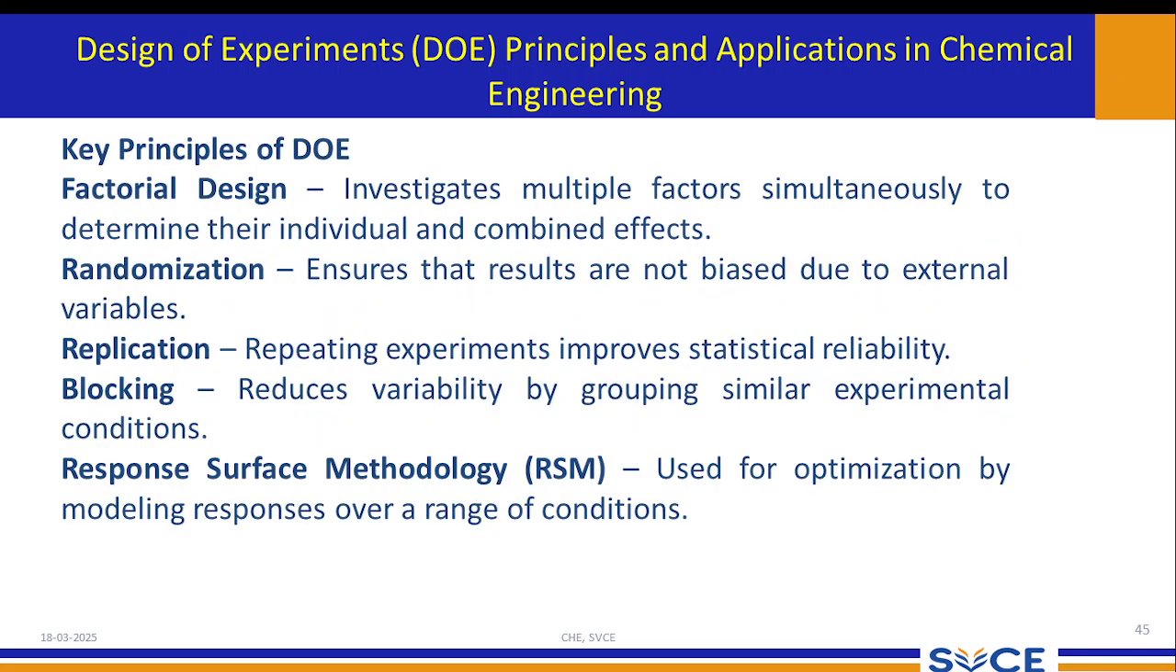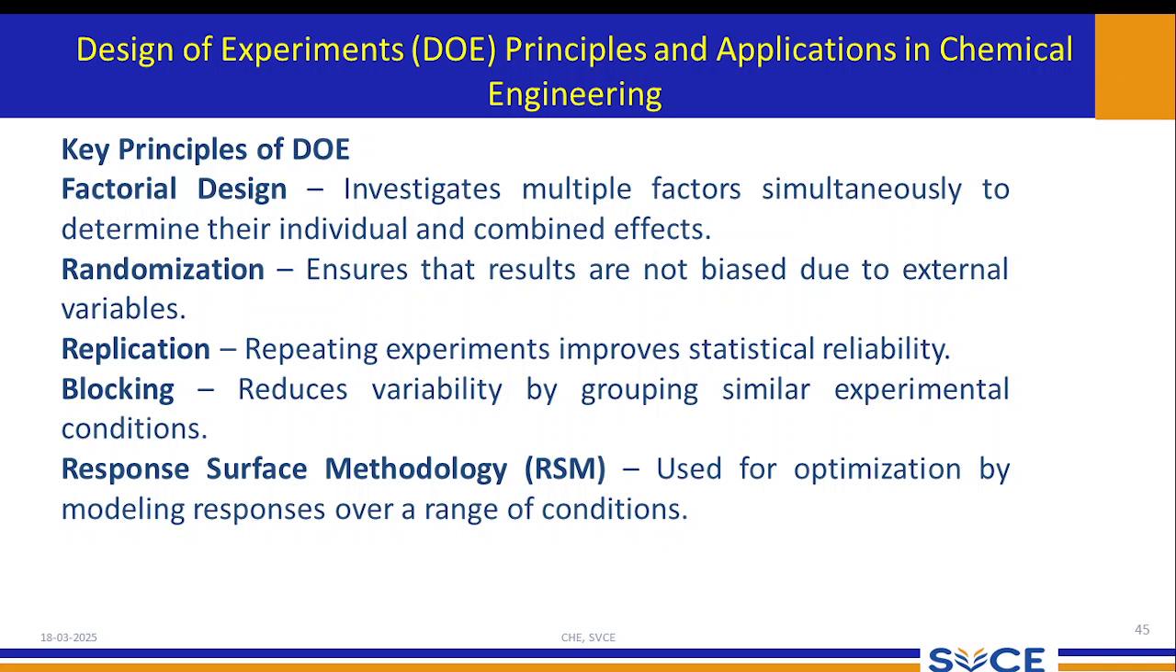And coming to the key principles of design of experiments, there are multiple principles, and multiple applications by using a design of experiments. The key principles are factorial design, randomization, replication, blocking, and response surface methodology. Mostly engineers will use the response surface methodology, because it is used for optimization by modeling the responses over a range of conditions. When we need to investigate multiple factors simultaneously, in that case we can go for factorial design.